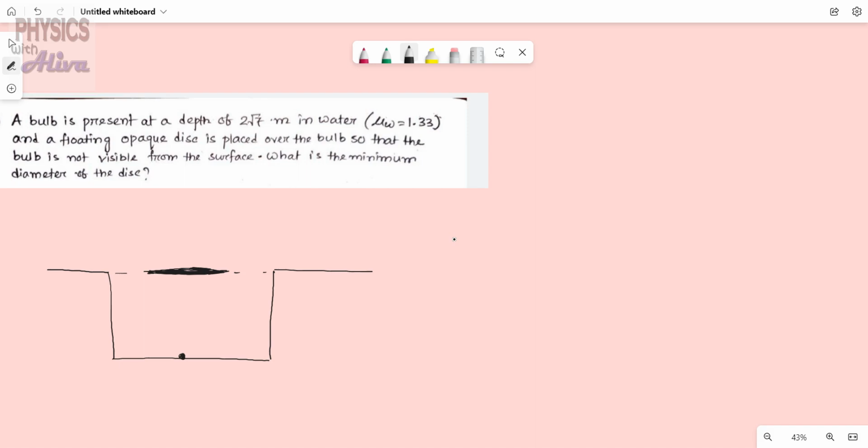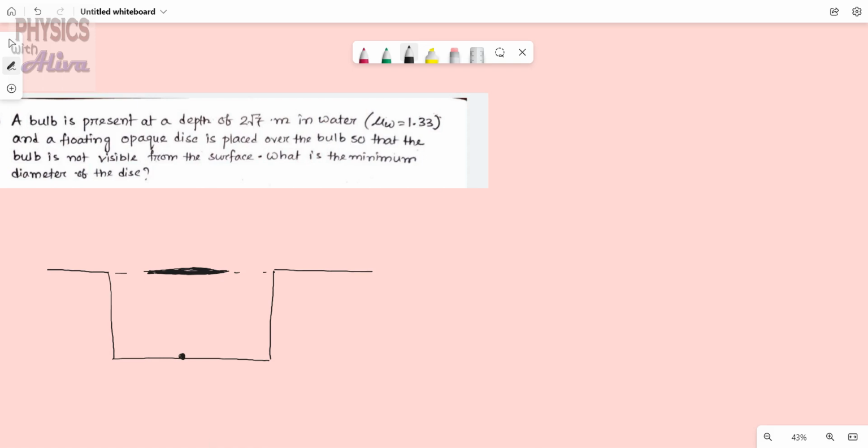At first, read the problem. A bulb is present at a depth of 2√7 meter in water. The refractive index of water is given, and a floating opaque disc is placed over the bulb so that the bulb is not visible from the surface. What is the minimum diameter of the disc?